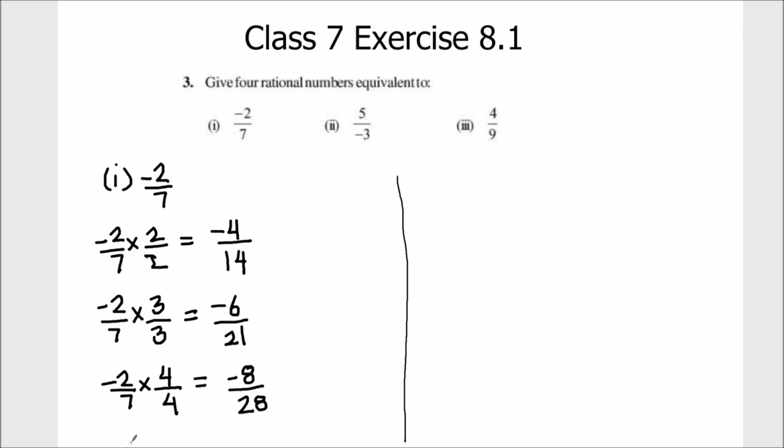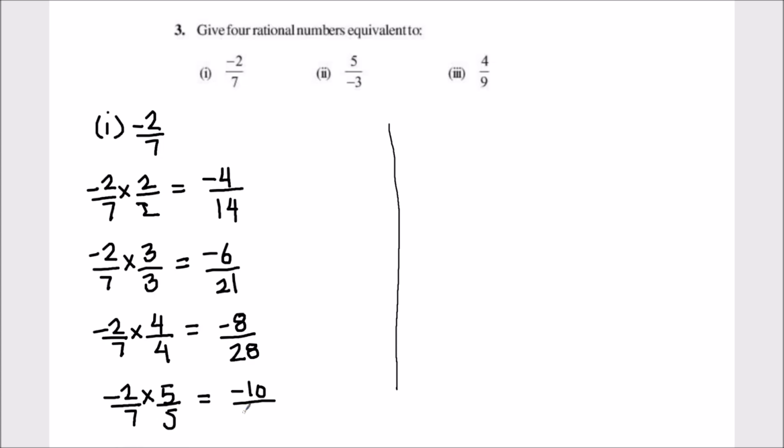Let's take another number and find the next equivalent fraction to negative 2 over 7. Let's take 5 this time. Negative 2 multiplied by 5 is negative 10 and 7 multiplied by 5 is 35. So negative 10 upon 35 is the next equivalent fraction. So we got 4 fractions which are equivalent to negative 2 upon 7.